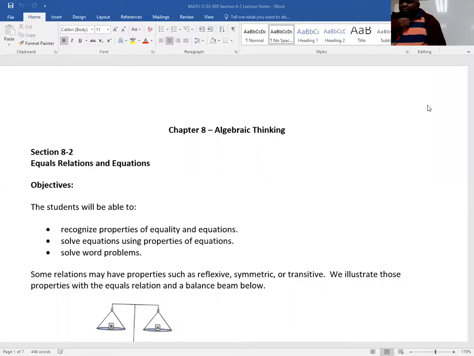All right, basically what we'll do today is just cover section 8.2, dealing with equations, equal relations and equations, by the way.